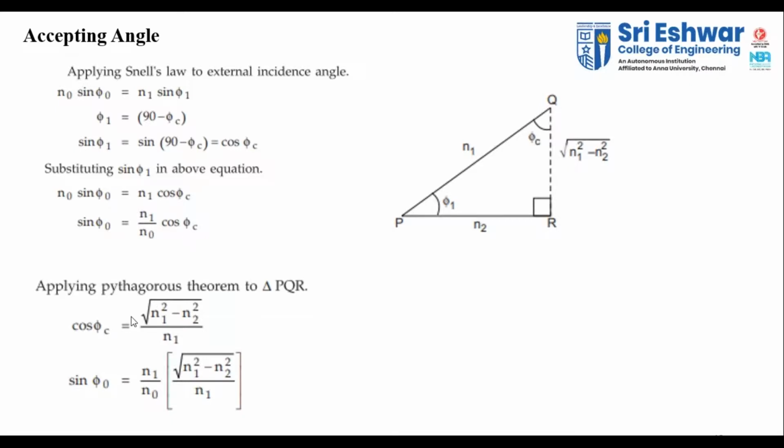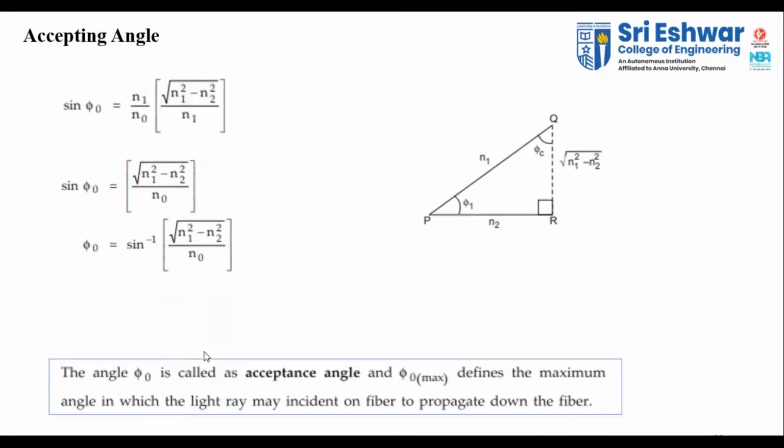Next, cos phi c. As per your Pythagoras theorem, cos of the critical angle phi c is nothing but the square root of N1 squared minus N2 squared, divided by N1. Substitute this in the equation. So sin phi 0 is N1 by N0 times cos phi c. Substituting cos phi c, N1 and N1 cancel. So we are getting sin phi 0 equal to the square root of N1 squared minus N2 squared divided by N0.